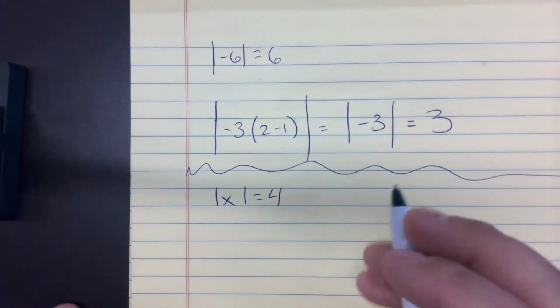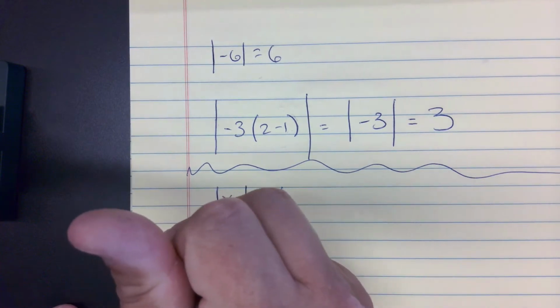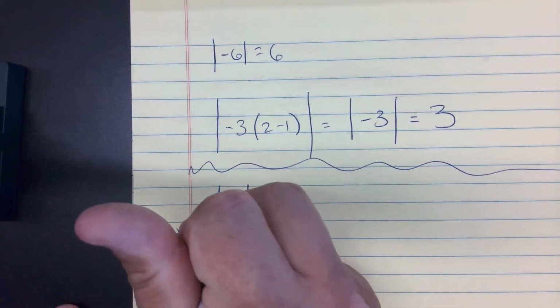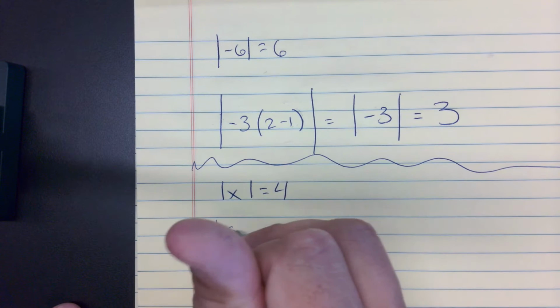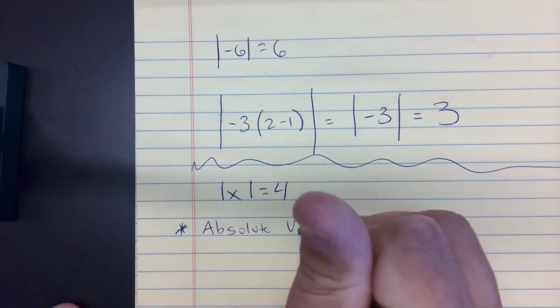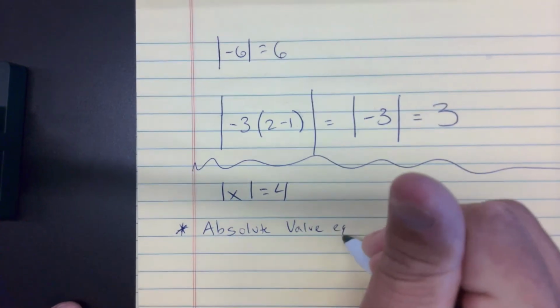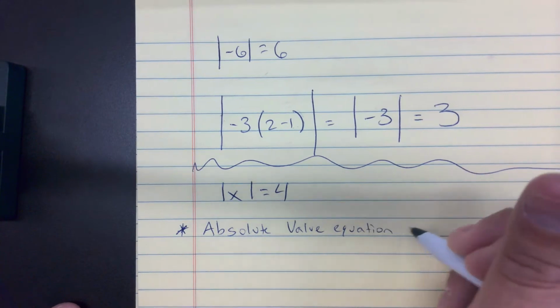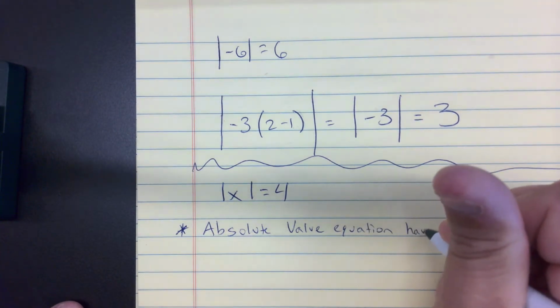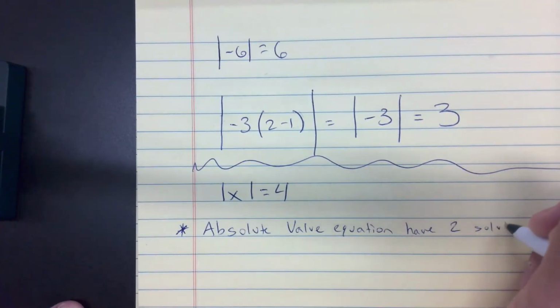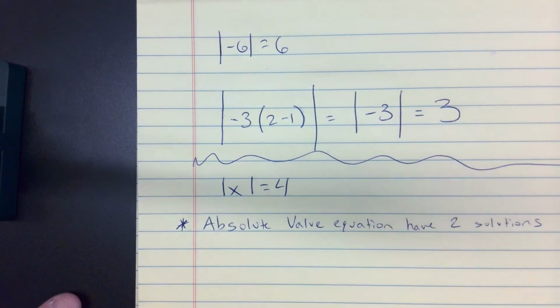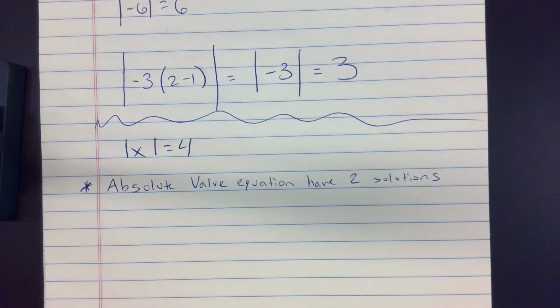Okay? The key thing you have to know about absolute value equations, I want you to write it inside of your journal. Absolute value equations have two solutions. So absolute value equations have two solutions.